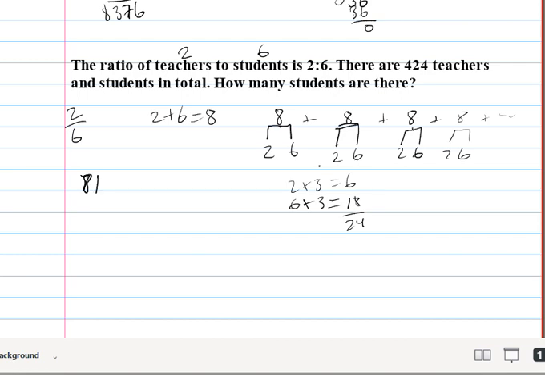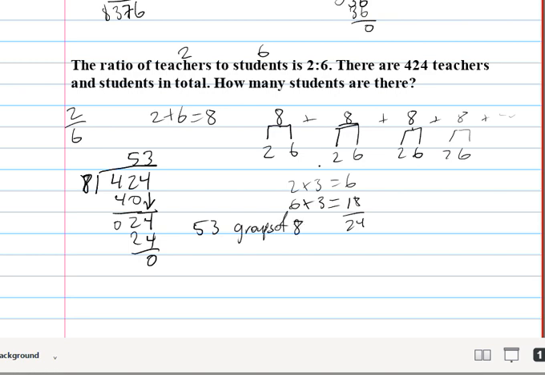How many groups of 8 are in 424? Sorry, 424. So 8 goes into 42 how many times? 5 times. 40. Bring this down, right? That's a 0. And 24 here. 8 goes into 24 3 times. 24. It's a 0. So there are 53 groups of 8.